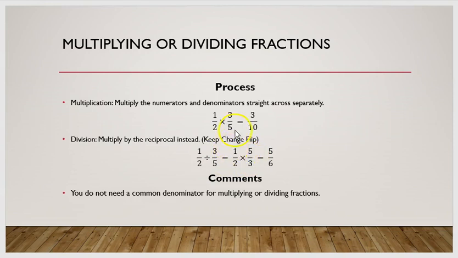And then you do the same thing that we did above, you multiply straight across. So 1 times 5, 2 times 3. And then make sure you do try to simplify those fractions after you get your answer, of course.